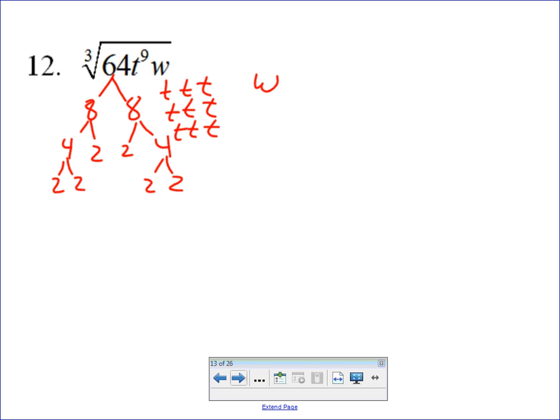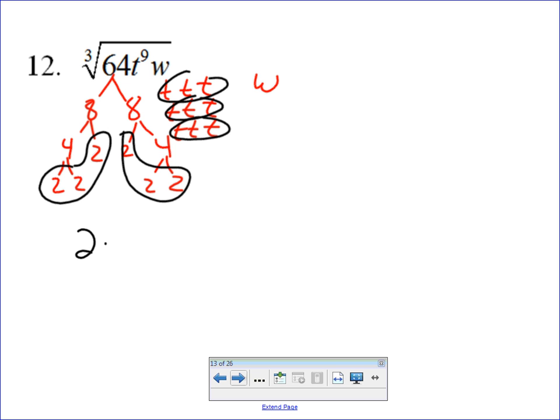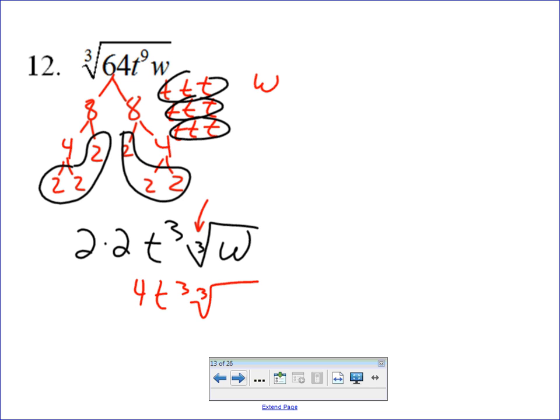Now remember, since this is a cube root, we're not looking for pairs, we're looking for triples. So we'll end up with 2 times t cubed. And the w didn't find a partner, so it has to stay behind. And here's the important part: do not forget to write in the index there. So this is going to be 4t cubed times the cube root of w.